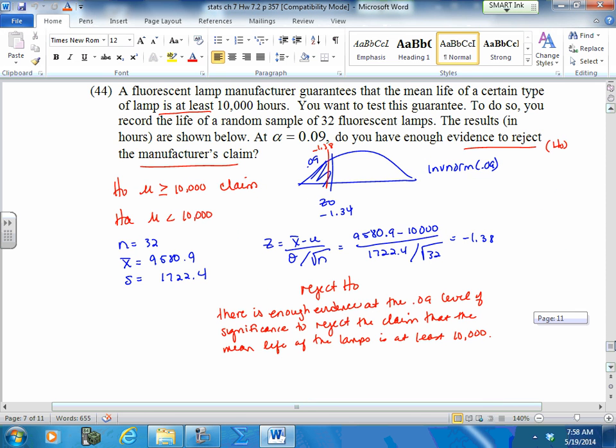And the last one, you want to say if it's at least, think money in your pocket. If you have at least $10, you have $10 or more. So mean is greater than or equal to 10,000 hours. The complement is less than or equal to. Again, this is your reject H0. This is your fail to reject H0.